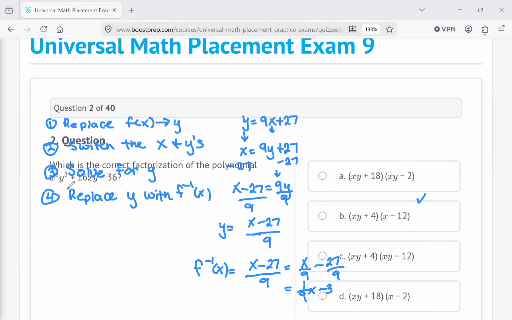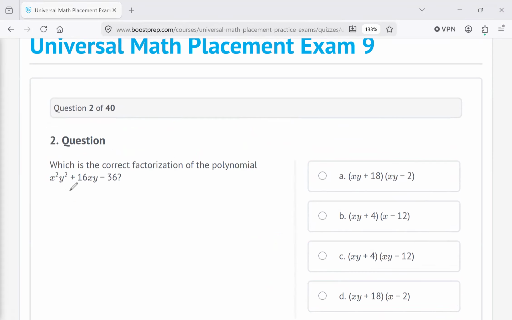Question 2, which is the correct factorization of this polynomial? So it really is just simple factoring. Here, you can't factor out a GCF, but it's simple factoring, so write out your two parentheses, right? And just be careful. We want an x squared y squared, so you're going to put an xy here and an xy there. So this is where you kind of have to use your head a little bit. What two numbers multiply to -36 and when added give you 16?